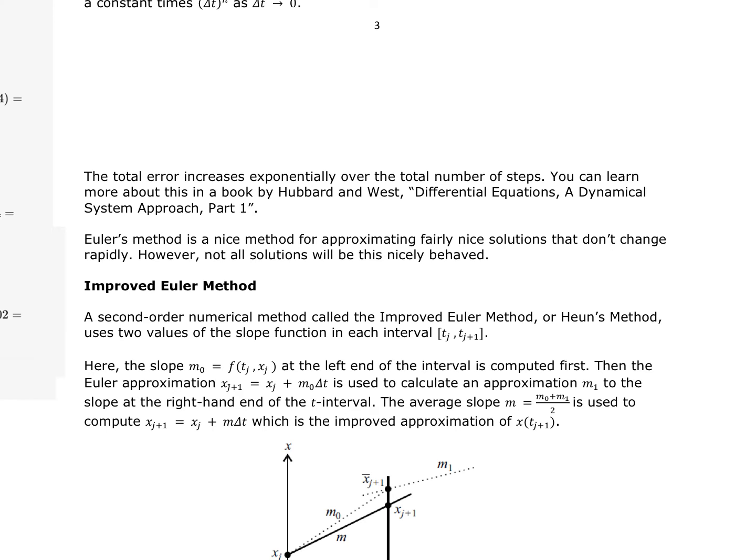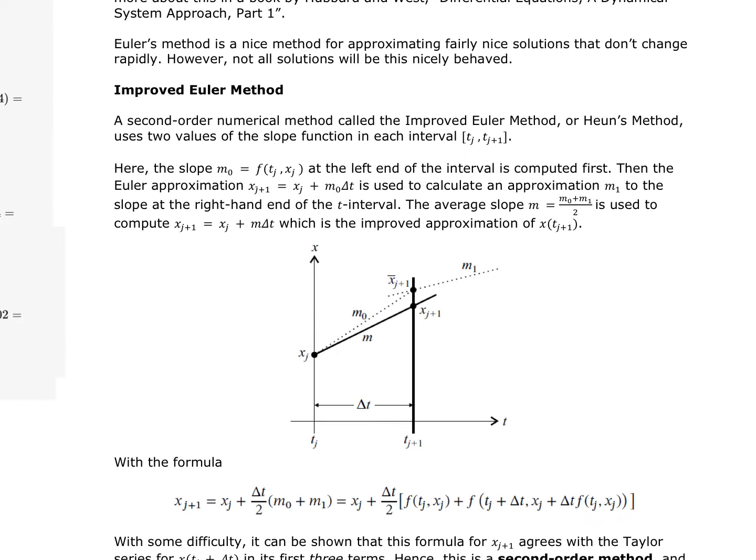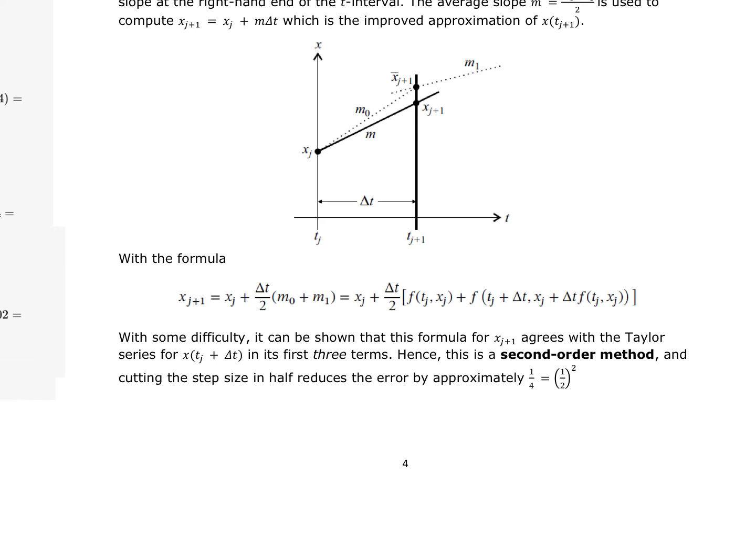Euler's method is fairly nice at approximating nice solutions that don't change very rapidly, but that's not always true. Not all solutions are going to be well behaved. Now, there are second-order numerical methods called the improved Euler's method and Heun's method. These also do a stepping through. Notice how the formula is slightly different, and this is why it's called second order. If you take a look at this one compared to my previous one.